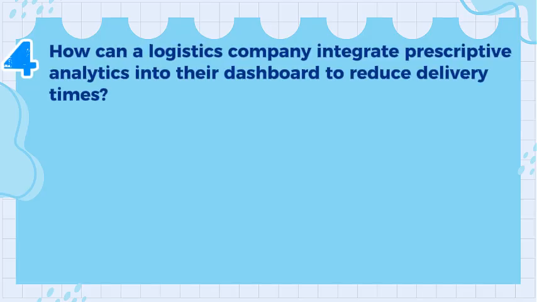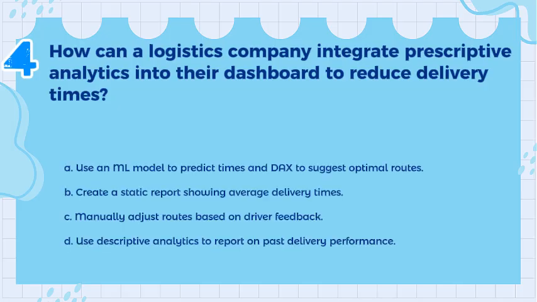Question number 4. How can a logistics company integrate prescriptive analytics into their dashboard to reduce delivery times? The choices are A. Use an ML model to predict times and DAX to suggest optimal routes.